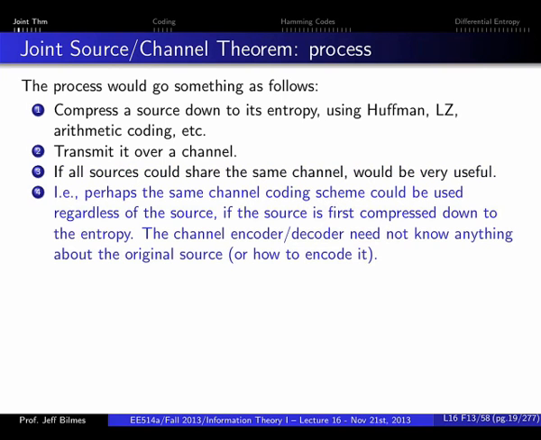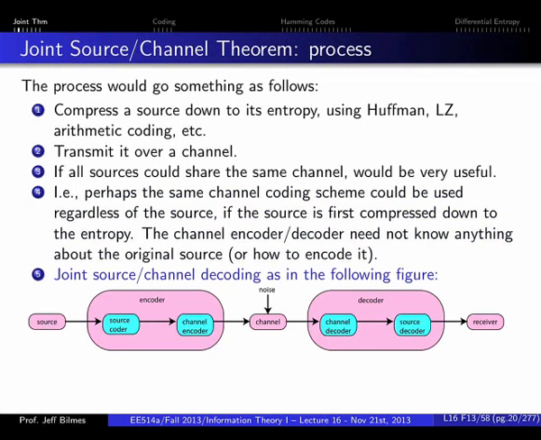And then perhaps, I mean, this is the idea that was not obvious at the time, the same channel coding scheme could be used regardless of the source, if the source is first compressed down to the entropy. The channel encoder and decoder process doesn't need, in some sense, to know anything about where the source came from. It just basically says, I don't care what it is, it's just a stream of bits, and I'm going to encode it. And so remember this picture.